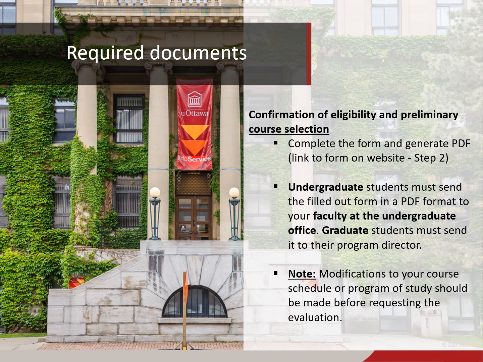Your first step, once you're done listening to this information session, will be to fill out the confirmation of eligibility and preliminary course selection form. The link to the form can be found in Step 2 of the Exchange Program section of our website.